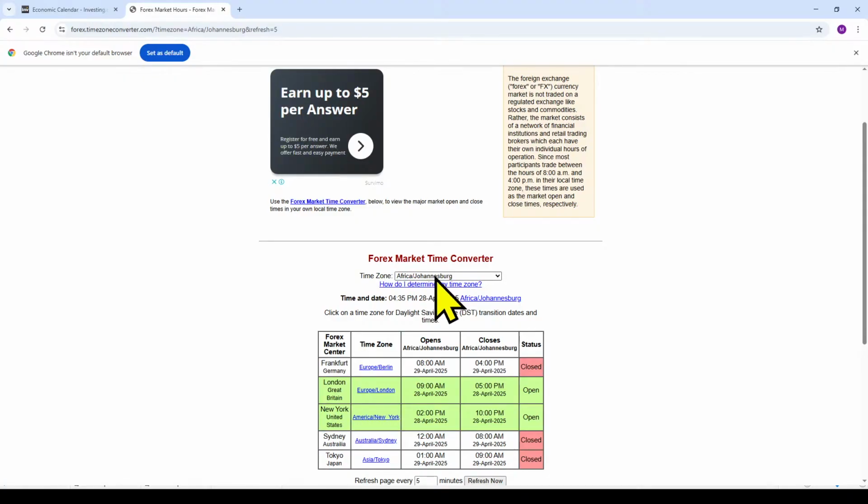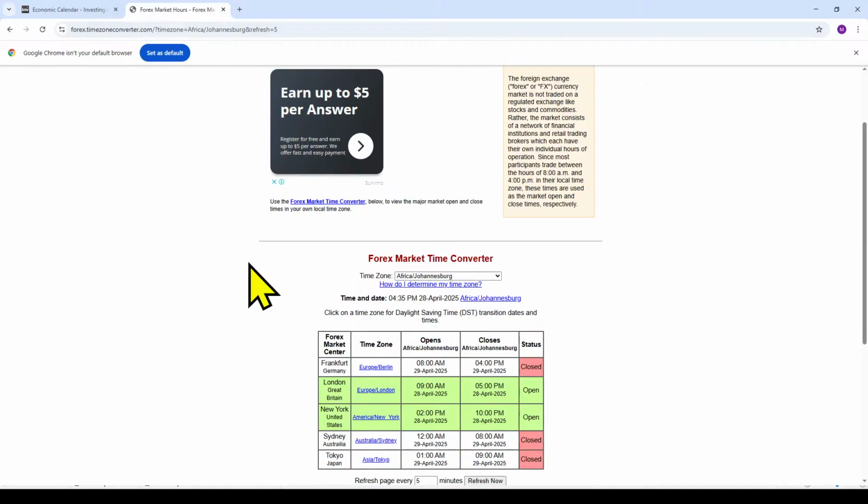For me in South Africa, I would select Africa, Johannesburg. If you're in another part of the world, if you're in America, Argentina, you click the one that's relevant to you so that it gives you the correct time zones. If you're in Asia, if you're in Dubai, Egypt, or the Pacific, or if you use the UTC time zone, make sure that you have the correct time zone selected.